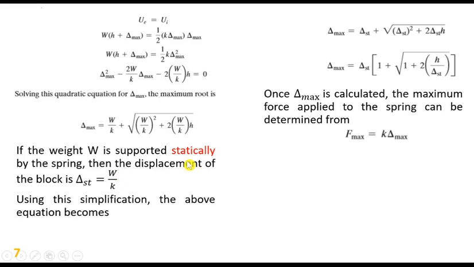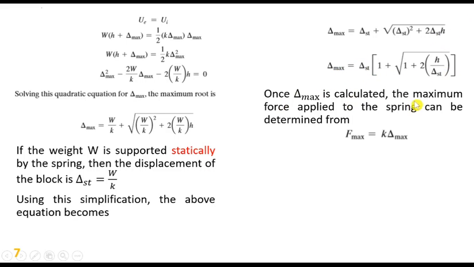If the weight W is supported statically, now we are supposing it is static, actually this is done dynamically, but if we suppose it is supported statically by the spring, then the displacement of the block is delta static equal to W over K. Using this simplification, the above equation becomes delta max equal to delta st plus the square root of (delta st) square plus 2 delta st into H. Taking delta st common, this will be the equation.